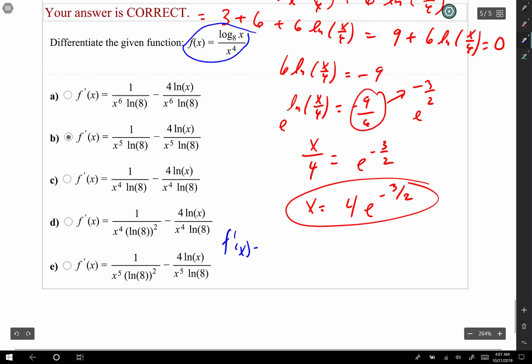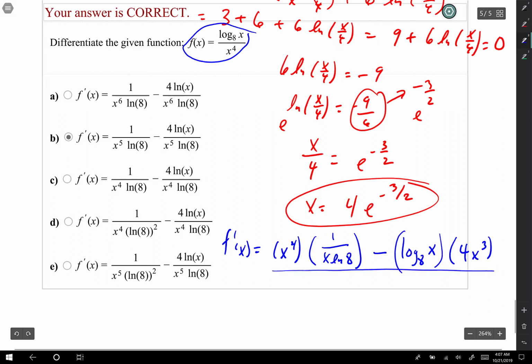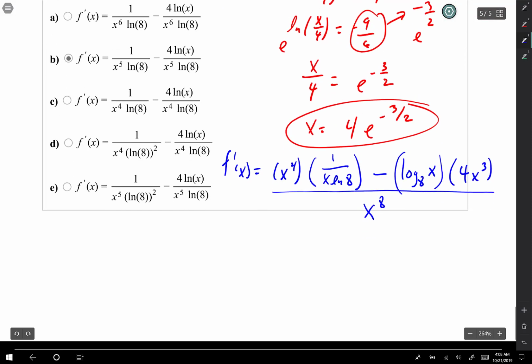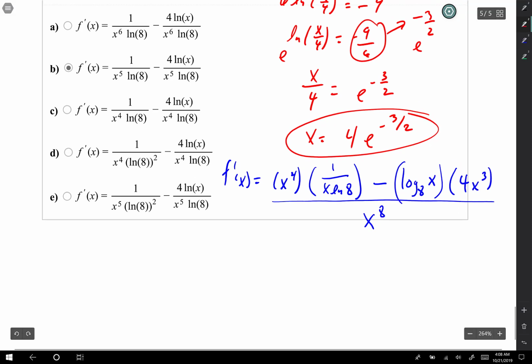F prime of x equals bottom, x to the 4th, times the derivative of the top. The derivative of the top is 1 over x ln 8, minus top, log base 8 of x, times the derivative of the bottom, 4x cubed, all over bottom squared. So when I square the bottom, it's going to be x to the 8th. All right, so now, let's see. There's one x down here. There's another x there. So here's what I have right now at the moment, guys.